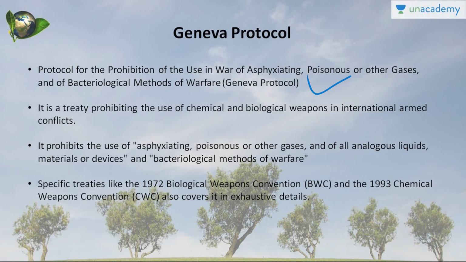So it is a treaty which prohibits biological weapons in international armed conflicts, and it prohibits the use of asphyxiating, poisonous or other gases and of all analogous liquids, materials or devices and bacteriological methods of warfare. And specific treaties like the 1972 Biological Weapons Convention and the 1993 Chemical Weapons Convention also cover it in exhaustive detail.